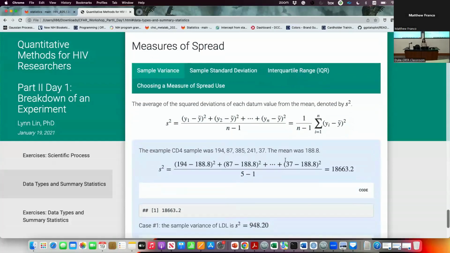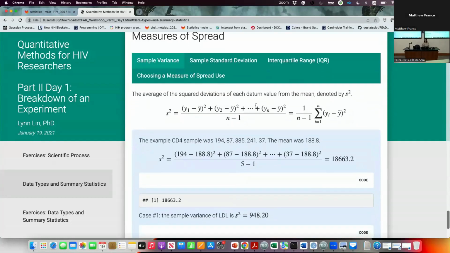Okay, so this is the central location. And then we talk about measuring the spread. Even though we have the center, the samples can be very different from the center or very close to the center, which is the spread of the sample.